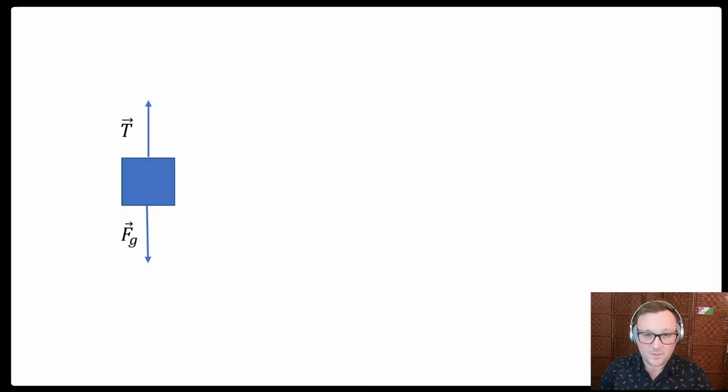Let's think about that first part. It can be used to change the direction of a force. Consider a system where we're holding an object with a string, and this would be the free body diagram for that. It has the force of gravity pointing down and the tension pointing up. We're applying this tension upward to oppose the gravity.